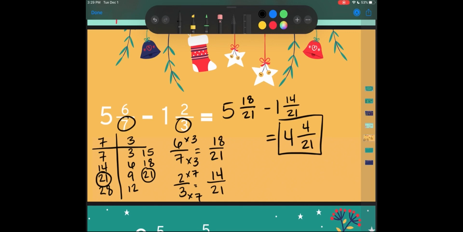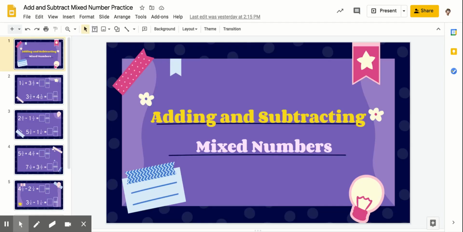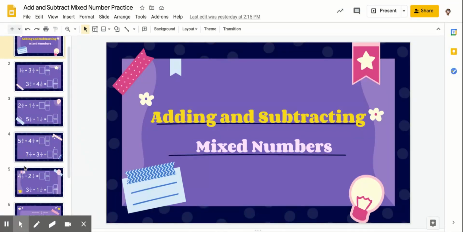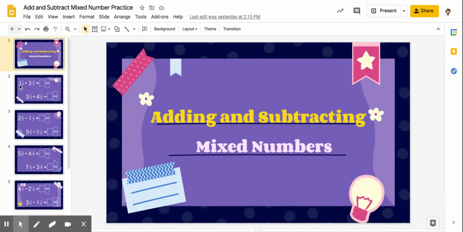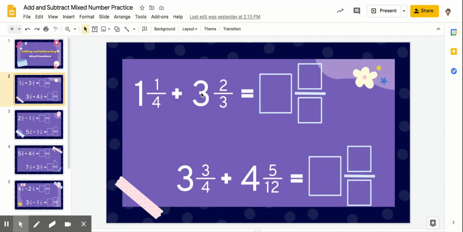So let's go ahead and take a look at today's assignment. All right, y'all, here is your assignment for today. So our assignment is a Google Slide activity. It's only 7 slides, but our questions are 2 questions per slide. So here we have slide 1. It is 1 1/4 plus 3 2/3.